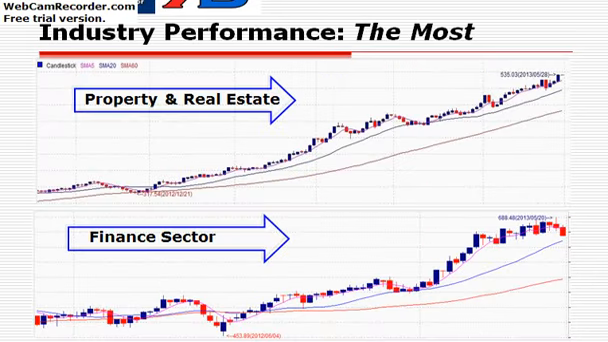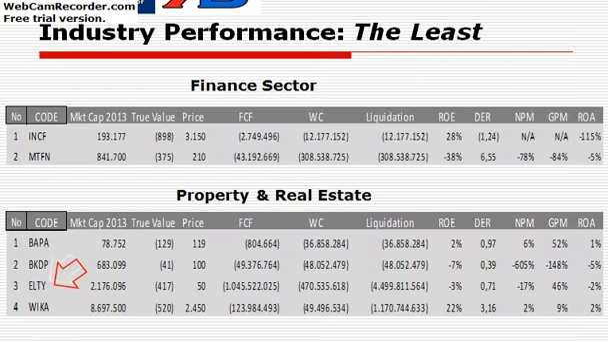Next we'll see the most growing sector in the last 2 years. It is the property and finance sector. It is the most growing. So we see what the performance of the bad companies is. Of course, they are running. They are considered the least impacted.